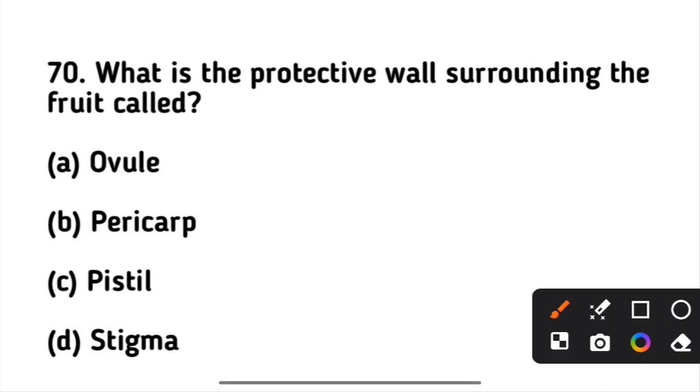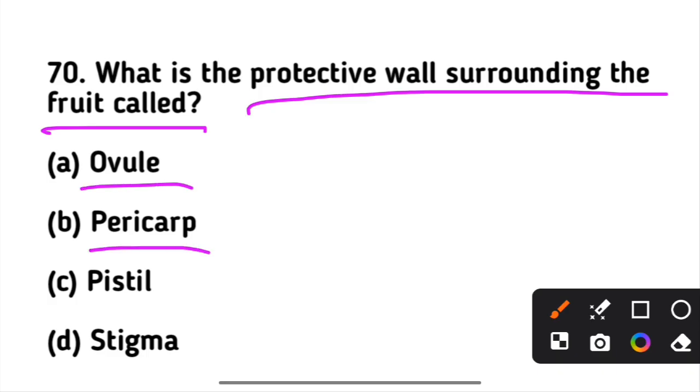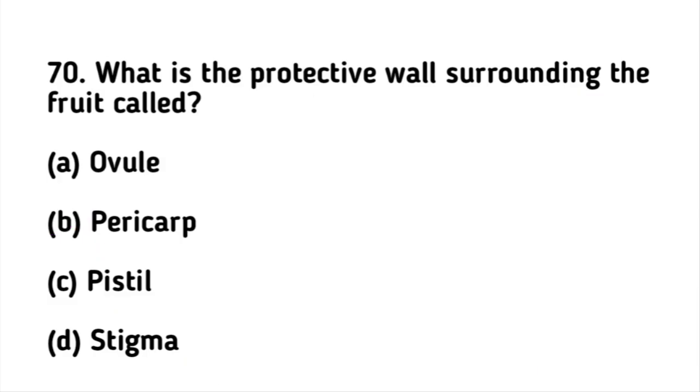Next question. What is the protective wall surrounding the fruit called? Option is ovule, pericarp, pistil, stigma. Option B is correct, pericarp. What is the protective wall surrounding the fruit called? Pericarp. Option B is correct.